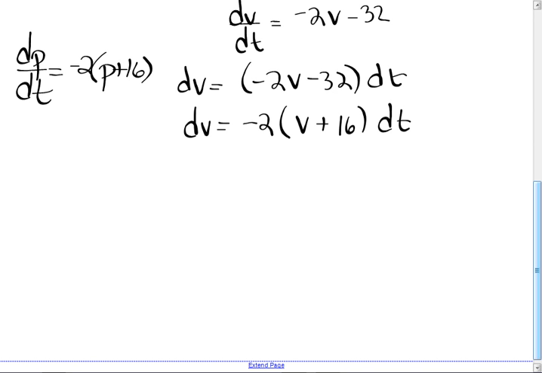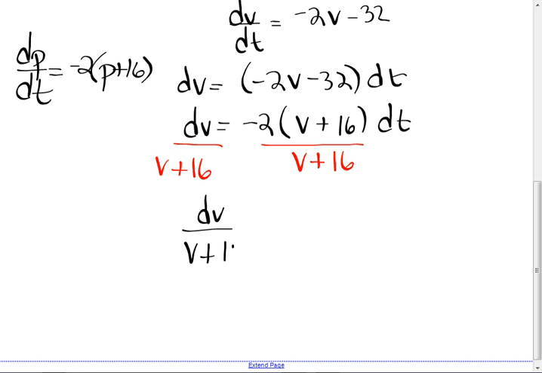That's all. So I'm going to divide by v plus 16. Now, some of you will divide by negative 2v minus 32. You can. It's just harder to integrate. So it's easier to do this. Even I think I get it wrong when I do that, because you got to keep the chain rule in mind. So we have this. dv over v plus 16 equals negative 2 dt. And now what? I got 1 point, because I separated them.